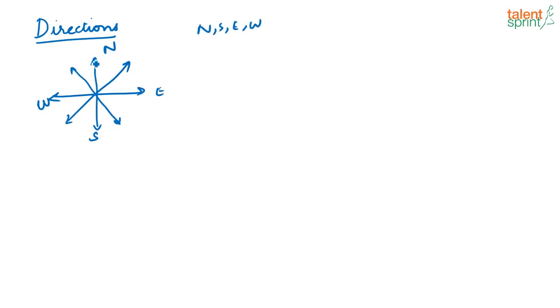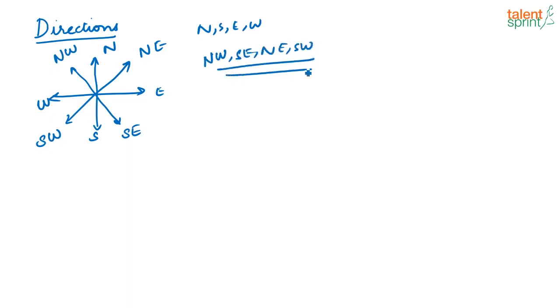Between north and east, this direction is called northeast. Between south and east, this direction is called southeast. Similarly, between west and south, this is called southwest, and between north and west, it is called northwest. These directions, northeast, southeast, southwest and northwest, are called intercardinal directions. Okay, so whenever questions on directions come, the main basic directions diagram you should remember.